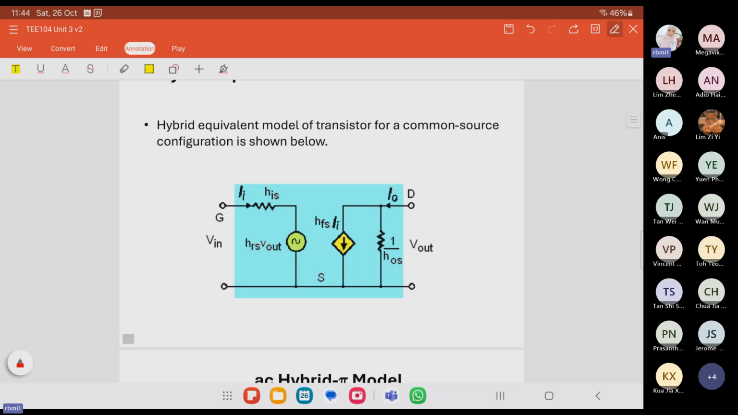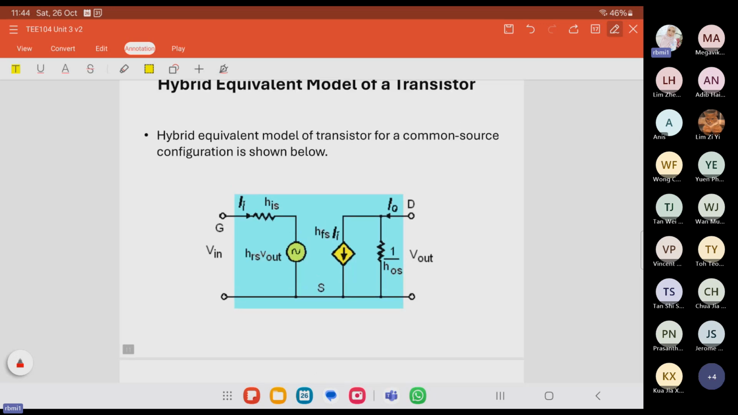Alright, this is the hybrid equivalent model for common source. We have gate, source, and drain. For common source, we consider the source connected to the ground. So we have HIS equals RGS, and HFS equals GM VGS. HIS is RGS, and 1 over HOS is the output impedance, R naught. Okay, that's all.